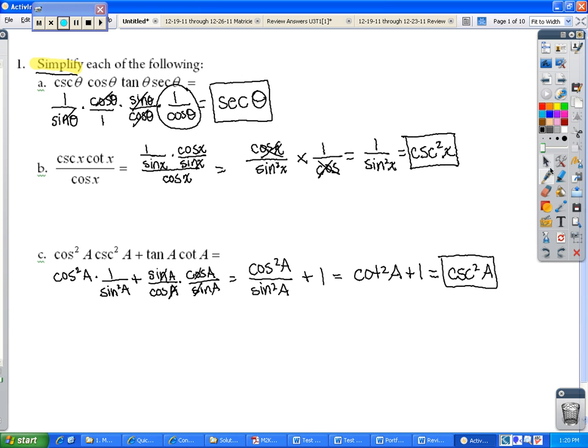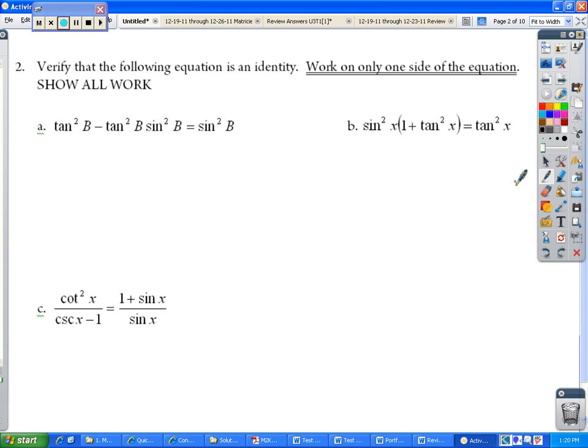Okay? In number 2, notice you see the word verify. And the word verify is basically another word for prove. So whenever you see prove or verify, you're going to want to work on one side of the equation to show that it's equal to the other side. So looking at letter A, I like to draw a line where my equal sign is, and I like to stay on one side of this line, because I know if I stay on one side of this line and work down, then I have completed a correct proof.